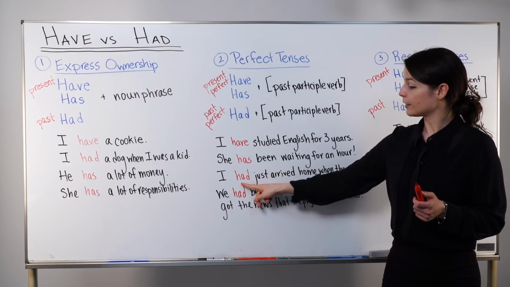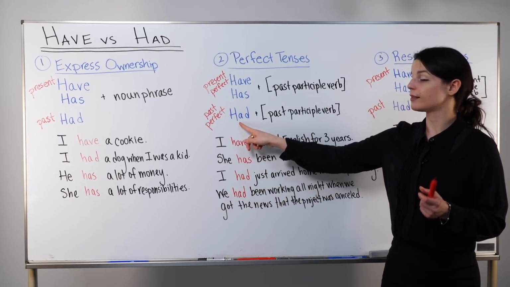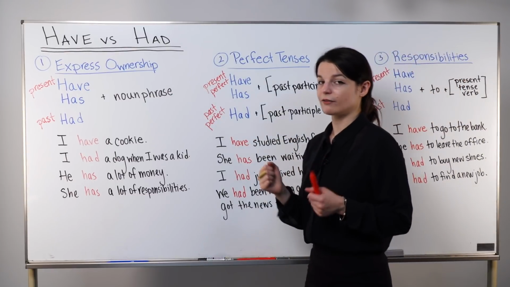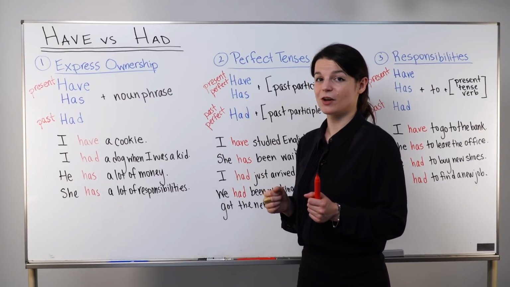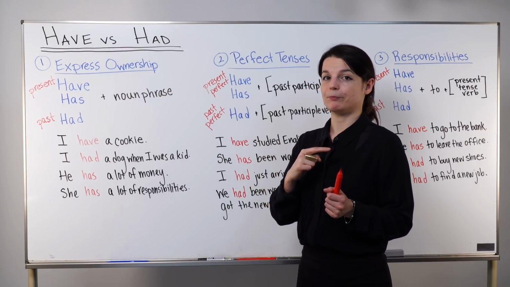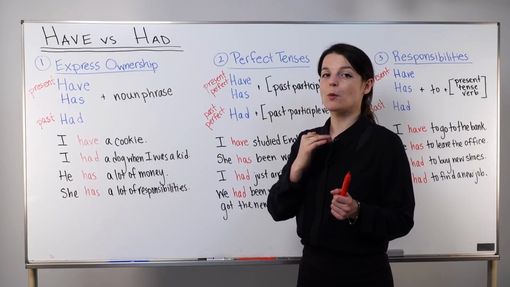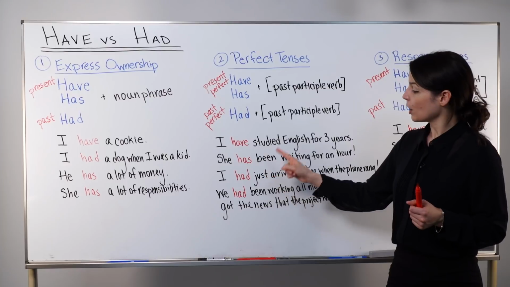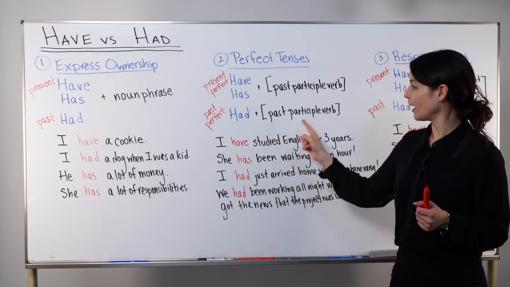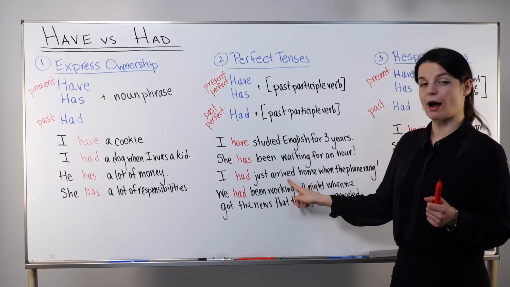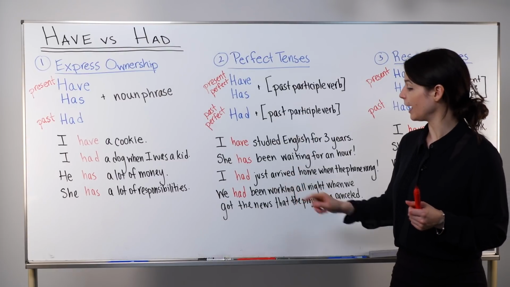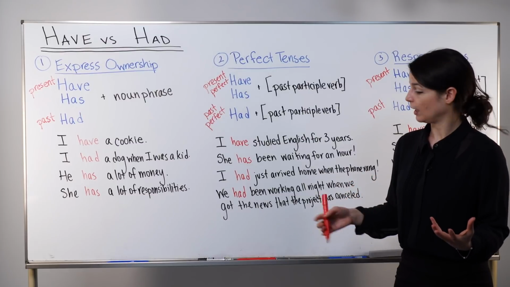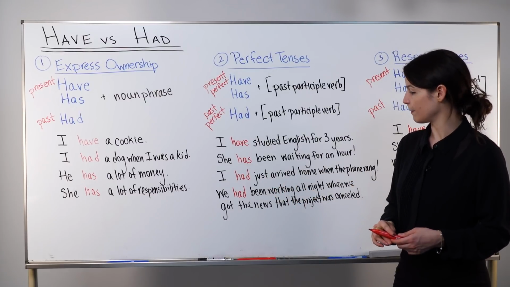So had is used here because this is a past situation. I had just arrived home when the phone rang. So in the moment after that, very quickly. I use just before the past participle verb arrived. Arrived is the past participle form of the verb arrive. I can use just to modify that.